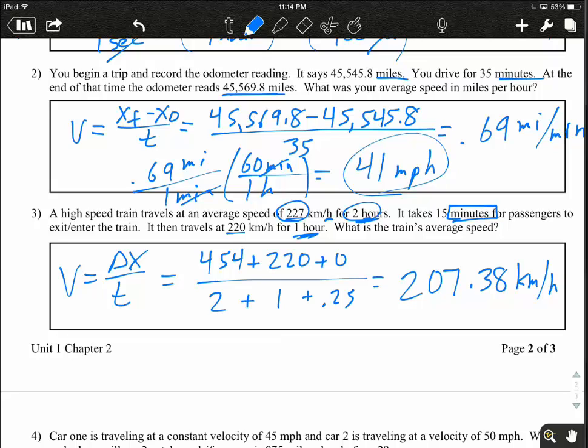That doesn't really make sense, does it? Hold on here. Nope, I checked that in my calculator. That's right. So it's 207.38 kilometers per hour, and it must be lower than both of those because of the 15 minutes of sitting still. So that's an example where you're using that equation for the average velocity instead of just the velocity in one scenario. You have two different things going on there, traveling at two different speeds and then sitting still for 15 minutes.